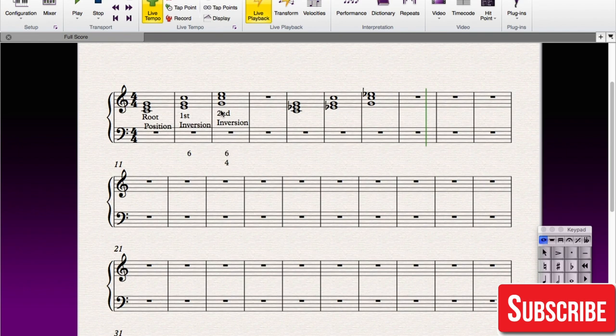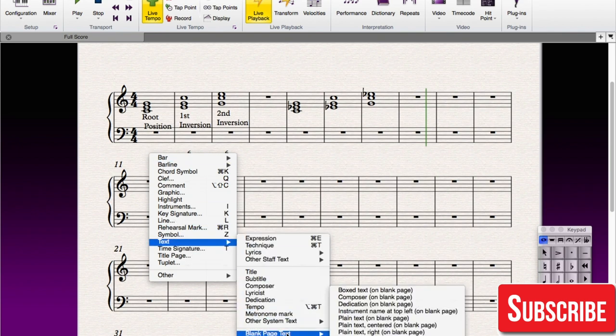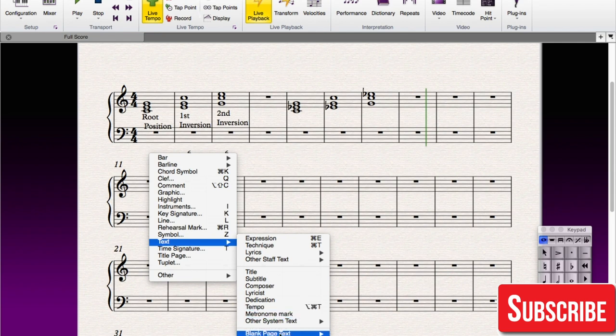And then 6-4 we don't reduce, so we write it in full as 6-4 to show us a second inversion chord. So normally when we write this in the context of music analysis, if I'm writing my music in the key of C and I have these chords, C is the first chord in the key of C.